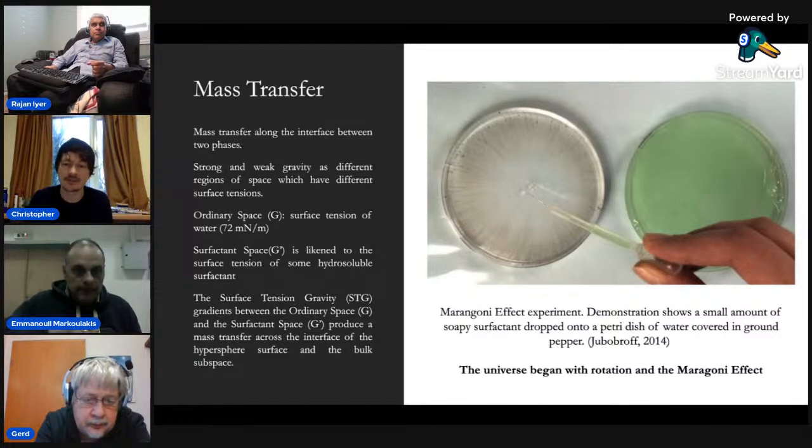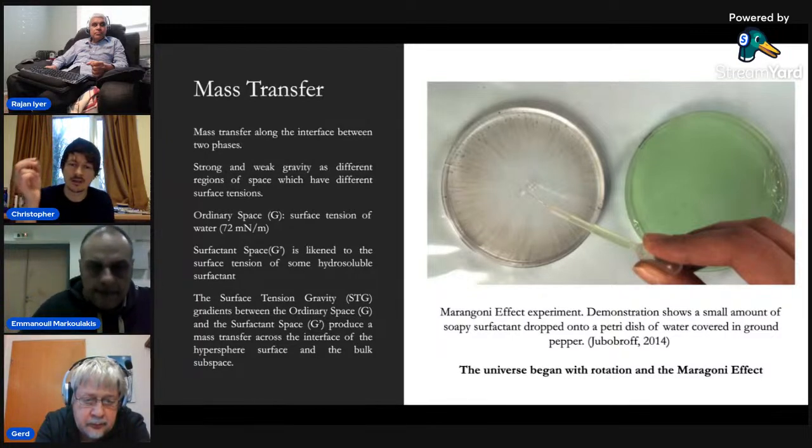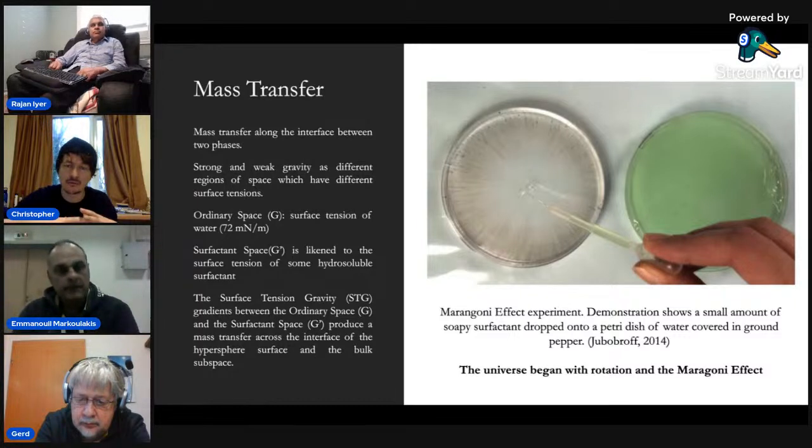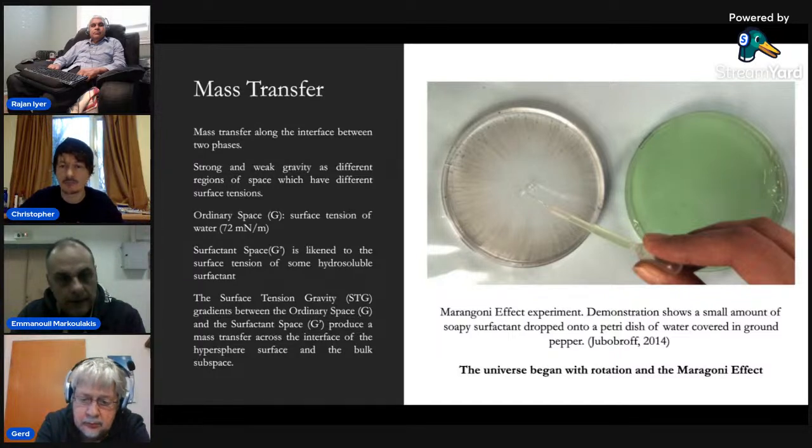So if we look at this experiment here on the right, we see the scientist takes a small drop of, let's say, some kind of chemical surfactant, like washing up liquid, and drops it into a petri dish of water that's covered in ground peppercorns. And the effect is fairly instantaneous. As the surfactant bubble surface expands, the remaining water tries to maintain its cohesion by moving away, and then this mass transfer causes all of the peppercorns to move.